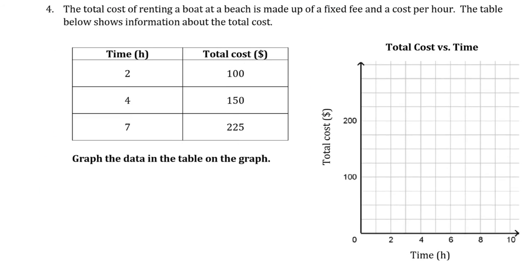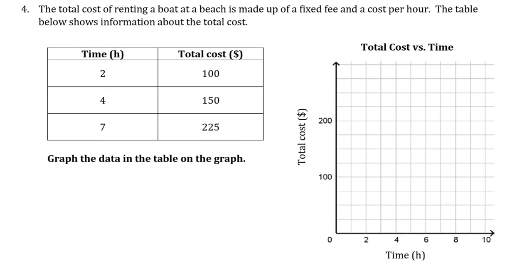Okay, we got one more example here. Total cost of renting a boat at a beach is made up of a fixed fee. That's going to be your start. A fixed amount, initial amount. Admission was from question number 1. These are all different ways of saying how much upfront. What's the upfront cost? A fixed fee. It's fixed no matter how many hours, you're paying that much. The table below shows information about the total cost.